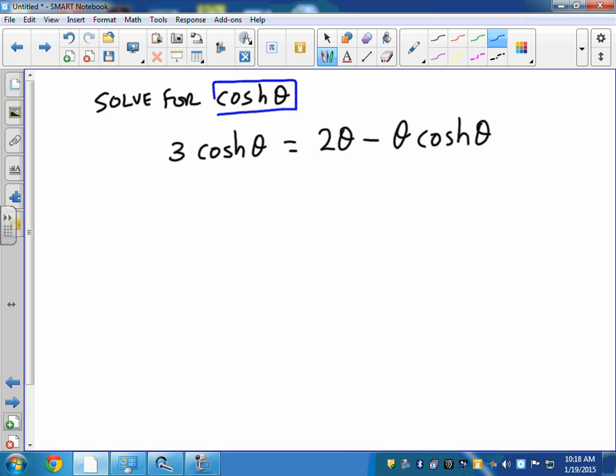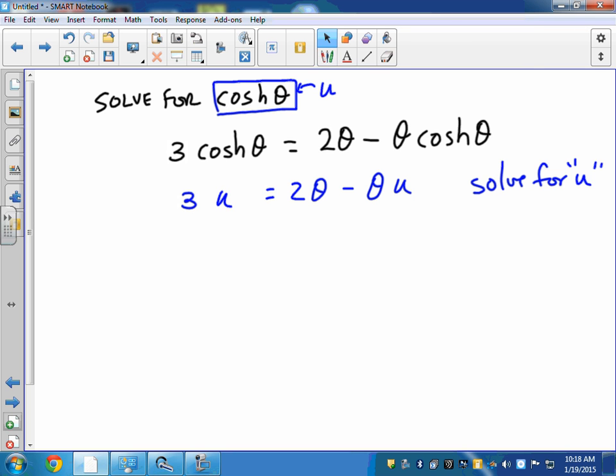If you're unsure and you don't know how to proceed, you might want to say, well, let me just replace this thing with the letter u for ugly. So then you have 3u is equal to 2 theta minus theta u. And now we're going to solve for u. Solve for the ugly thing. And again, it's just move, factor, divide.